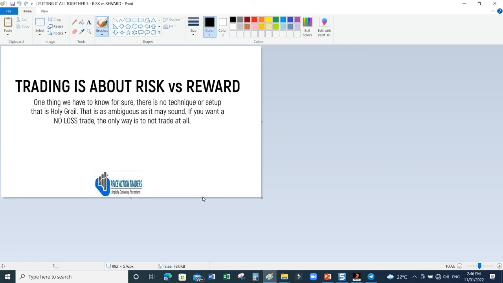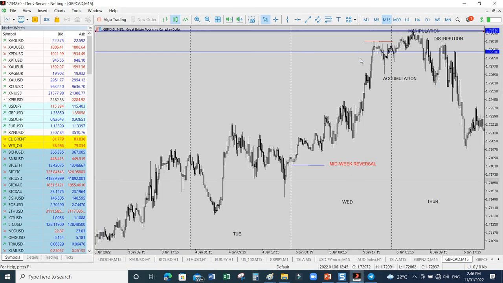Trading is all about risk reward ratio. One thing we have to know for sure: there is no technical setup that is holy grail. We are trading based on probability. It's a game of probability. But it works for you if you know how to trade your setup very well. If you want a no-loss trade, the only way is not to trade. You can see that even if you make a loss here, you don't lose more than 1 pip.